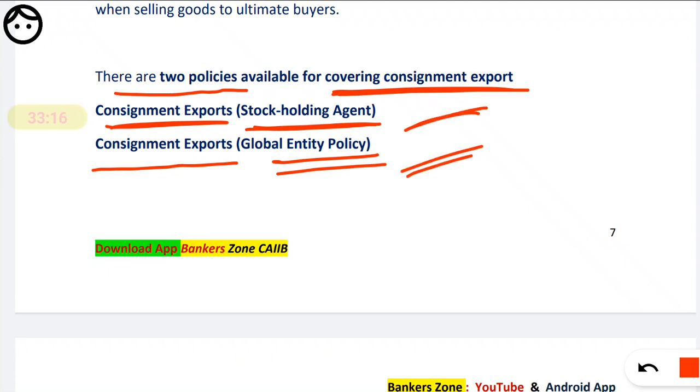Just go through it once. There are two types of consignment policy. Read the words and you can easily remember. It is not that important that you should mug up. Just go through it once.